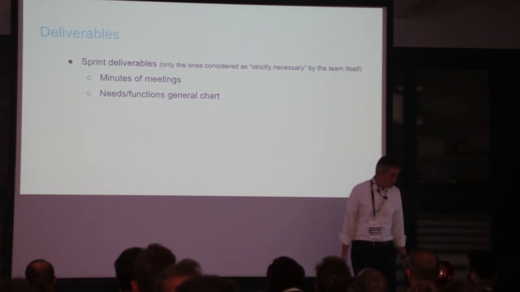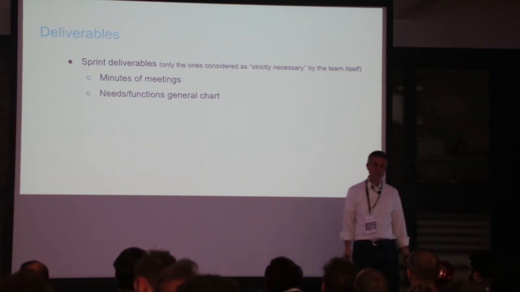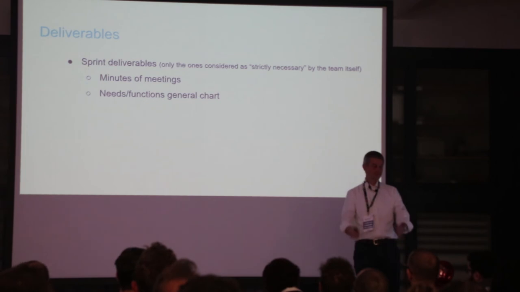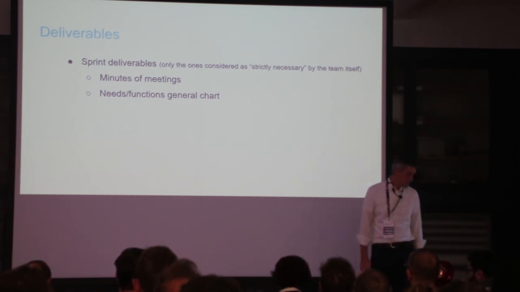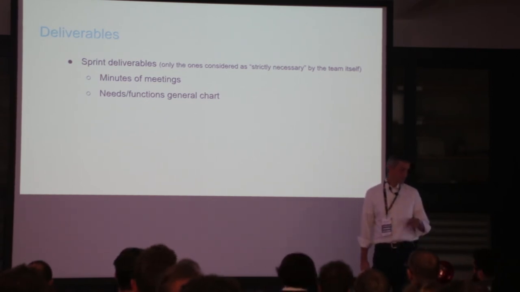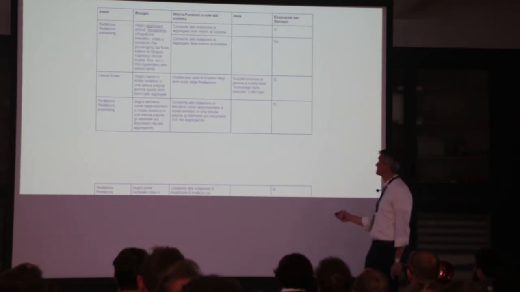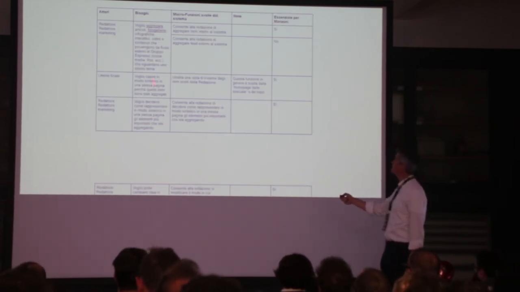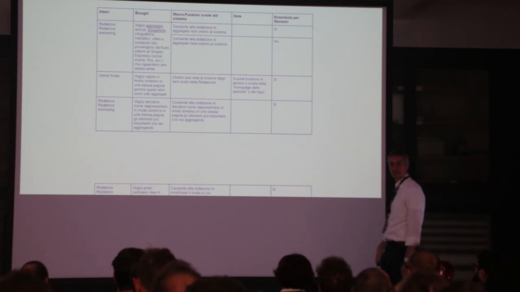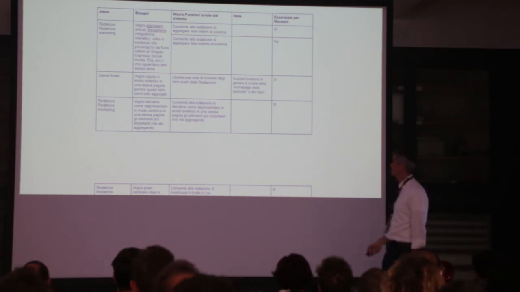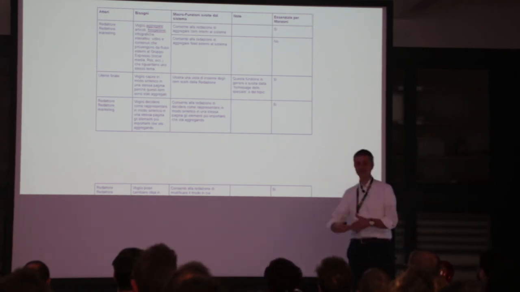Of course, there are minutes of meetings, and that's a very important deliverable. They are stored in a common drive. The chart of needs and functions that are the object of the stream. That is an example: who needs something, and what the system does for him or for her. This is another example, a true example of the system that we built last year to produce sites on the fly.